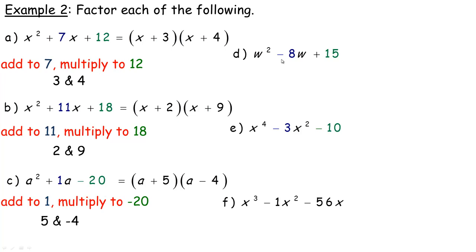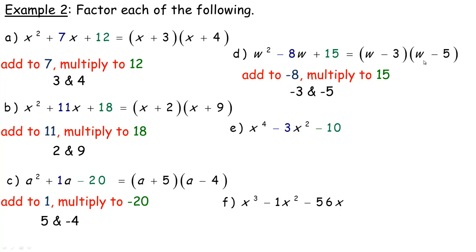For D here, w squared minus 8w plus 15. So we're looking for two numbers that add to negative 8 and that multiply to 15. Now notice in this case that the product is positive, but the sum is negative. And if you're thinking of two numbers that add to a negative and multiply to a positive, the only way that can work is if they're both negative. See, a negative times a negative is a positive, and a negative plus a negative gives a negative sum. So the numbers that work for that are -3 and -5. They add to -8, multiply to +15. So the factors of this trinomial would be w minus 3 and w minus 5.